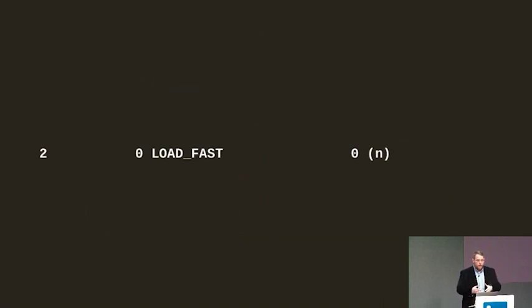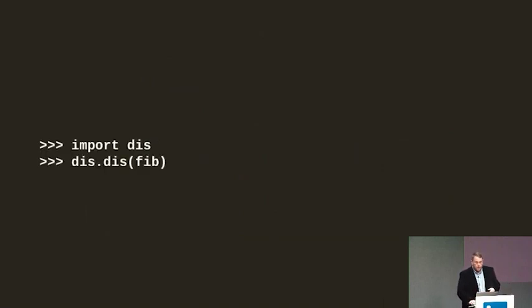We're going to push the value of this local variable n onto the top of the stack. If you want to see all of the bytecode for this function, you can just type in dis.dis, disassemble this. It'll print it in a nice human-readable format. So now what is actually going on here?